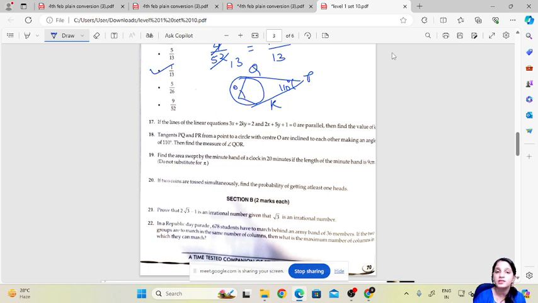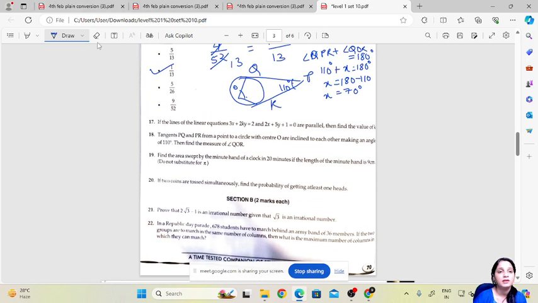Now first of all, this angle plus this angle, they are always supplementary. So angle QPR plus angle QOR is equal to 180 degrees. So we have QPR, which is 110 degrees, plus this, I'll take x, equal to 180 degrees. X equal to 180 minus 110, and x equal to 70 degrees.